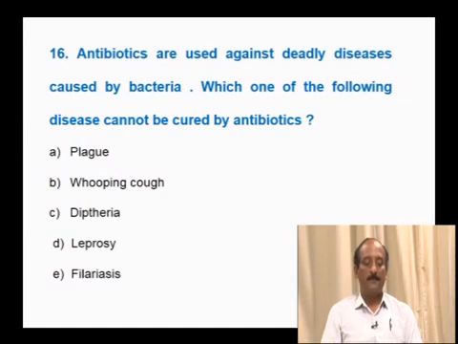Question number 16. Antibiotics are used against deadly diseases caused by bacteria. Which one of the following diseases cannot be cured by antibiotics? Option A, plague, B, whooping cough, C, diphtheria, D, leprosy, E, filariasis. Now, the first four options are caused by bacteria and they are all deadly diseases, and usually antibiotics are used to cure these diseases.